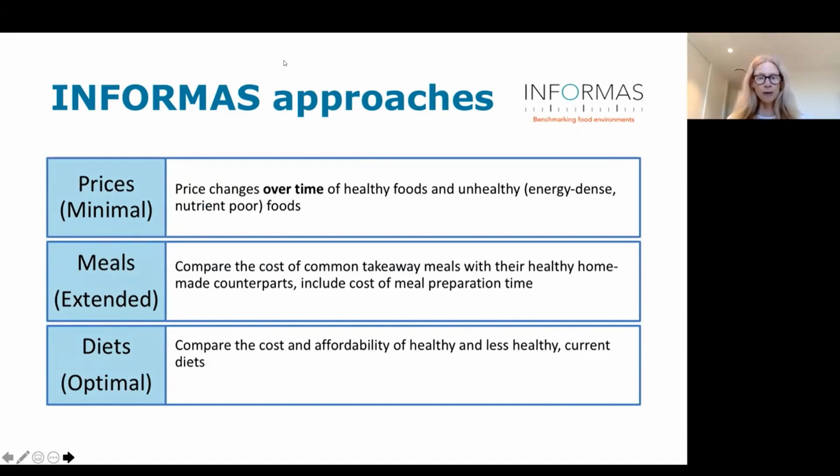The meals approach is not commonly used. It's looking at the cost of common takeaway meals compared to their healthy homemade counterparts. And this can include the cost of meal preparation time, because convenience is one of the key drivers of why people choose takeaway meals. So the recommended approach, if you have the data sources and the resources, is the diets approach, or the optimal approach. So this is comparing the cost and affordability of healthy and less healthy current diets.